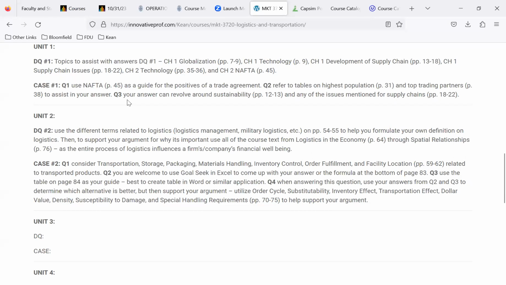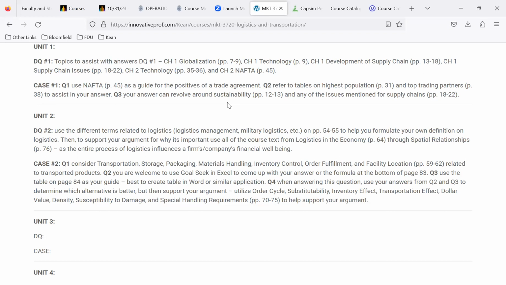Whereas with the case study, you have 3 specific questions. For the first question, you're asked to explain what the advantages of a trade agreement are and how it might impact a company like the Redfish, Bluefish. So I suggest that you look through the information about NAFTA as a guide for the positives you may want to touch on related to a trade agreement.